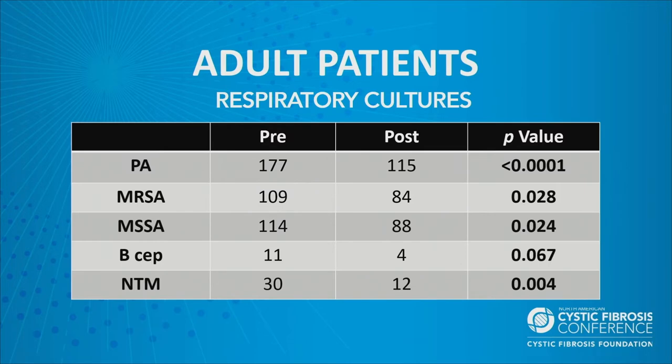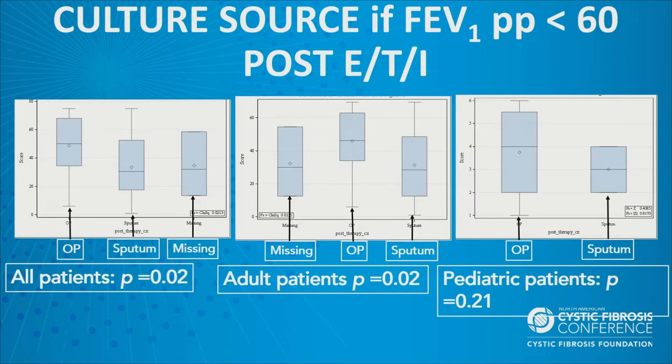Looking at more respiratory cultures from oropharyngeal swabs rather than sputum, we then decided to look at whether or not this was due to better lung function and what happened if the patients had low lung function. So what we then did was look at patients who had an FEV1 percent predicted less than 60%, one year post-ETI. And what we find here again is that the cultures were much more likely to be from an oropharyngeal swab than they were to be from sputum.